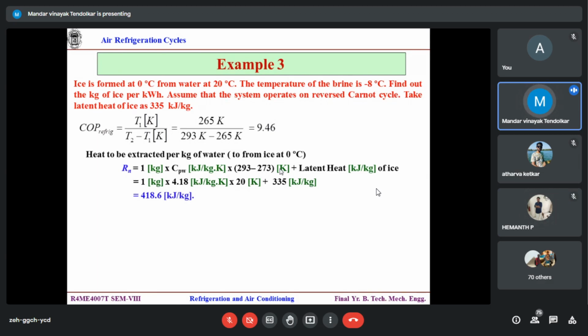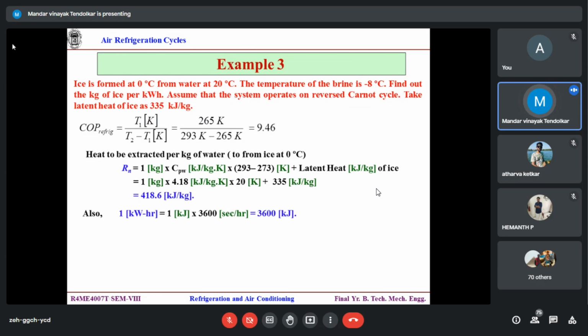So the point to be noted here is that out of 418.6 kJ per kg, the major contributing factor is the latent part, 335. If you miss that, because I will never give this line in your paper, and you only consider the sensible heat rejection, then there may be a problematic situation. The answer will be vague, totally vague, and the evaluation would be very poor.